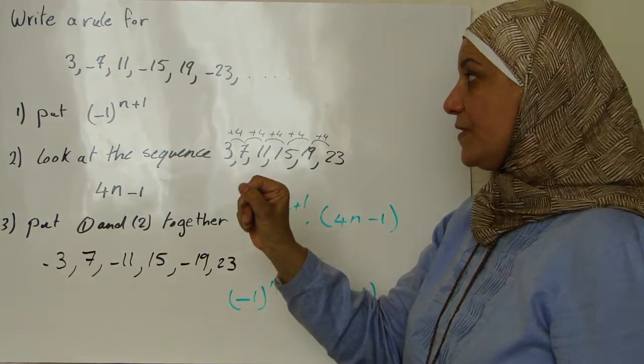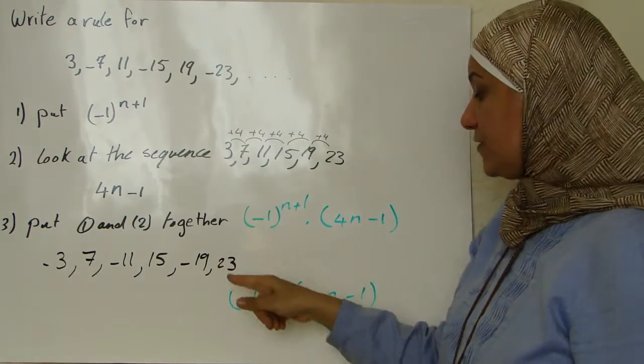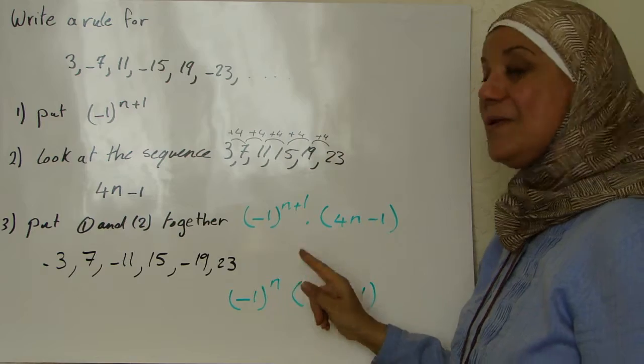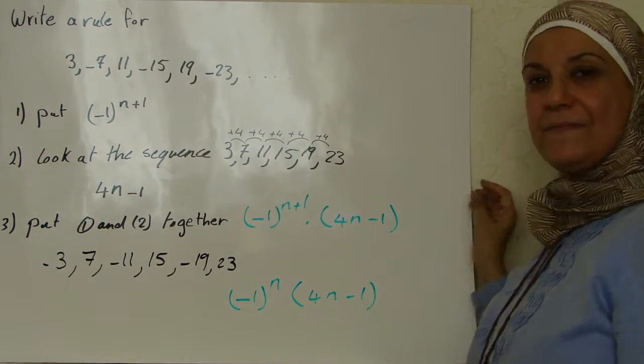So what am I going to do? Am I going to put negative 1 to the power of n plus 1? No. I'm going to have negative 1 to the power of n only. And then the same 4n minus 1. Okay? Thank you.